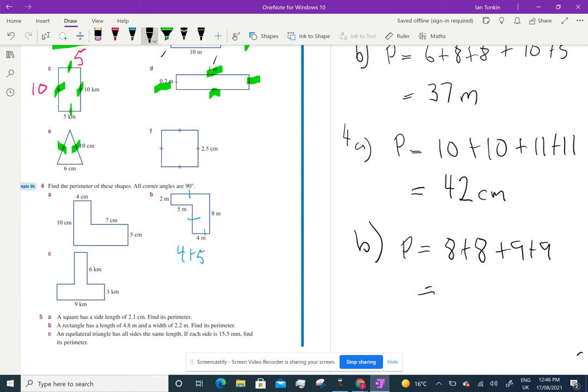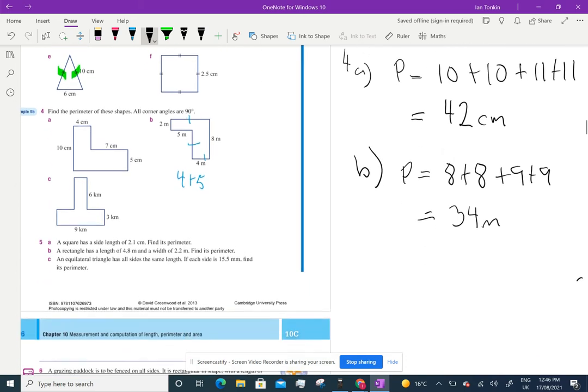Well, 8 plus 8 is 16. 9 plus 9 is 18. 18 and 16, 34. And what units are we in? Meters. And let's double check that. I've got the answers on another computer here beside me to double check. And the answer to 4B, 34.